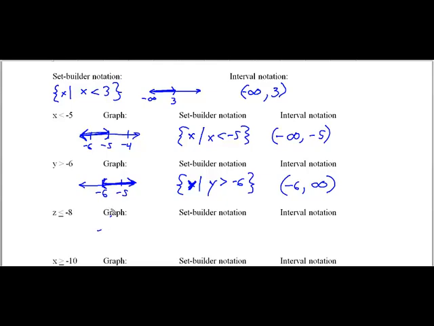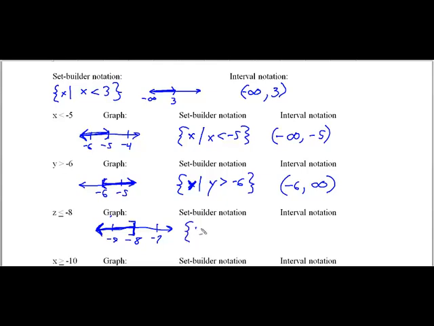Okay, now for our last example, before I move this down here a little bit, it looks like I've got a z is less than or equal to -8. So I'm going to draw my line here, and let's see, -8, and this is going to be -9, and this is going to be -7. So now you'll notice that this is less than or equal to, so this is going to be a hard bracket there, and the line is going to go to -infinity because it's less than that.